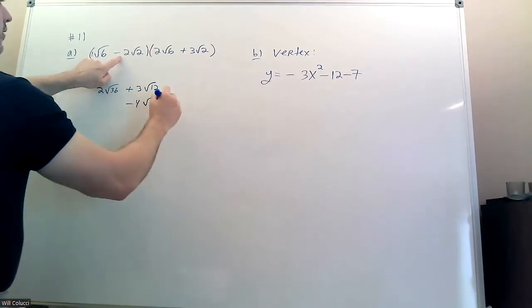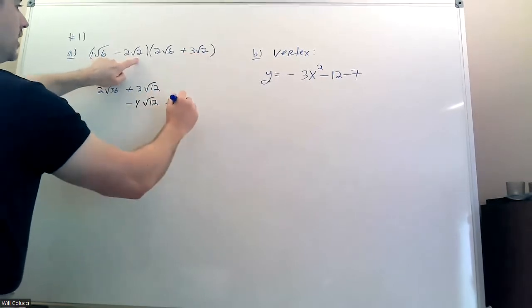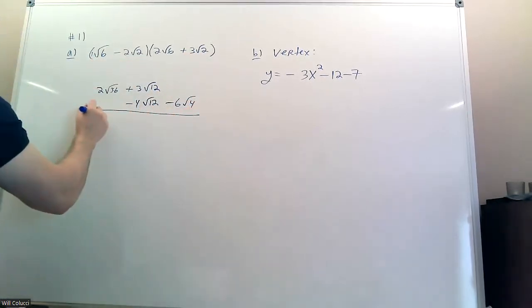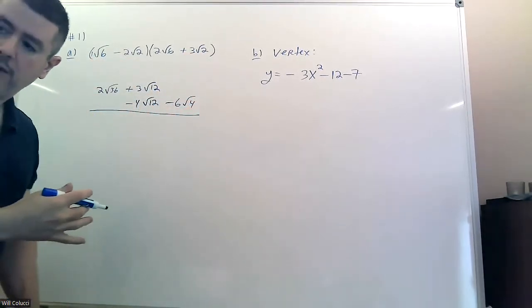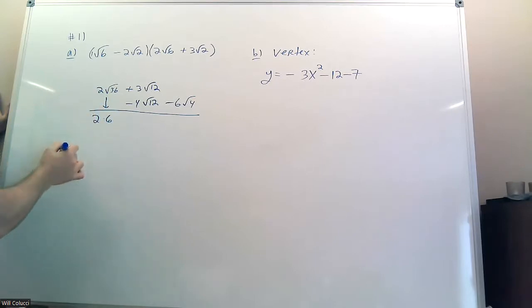Negative 2 times positive 3 is negative 6. Radical 2 and radical 2, right? Numbers outside, numbers inside. Radical 4. As long as you do this question and take your time with it, it's pretty simple. Now I'm going to take people out of jail. 36 comes out, right? Square root of 36 is 6 because 6 times 6 is 36.